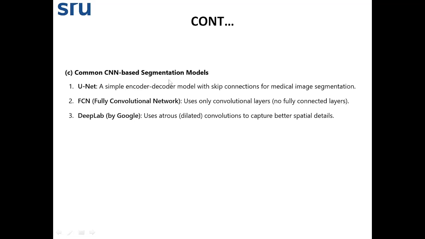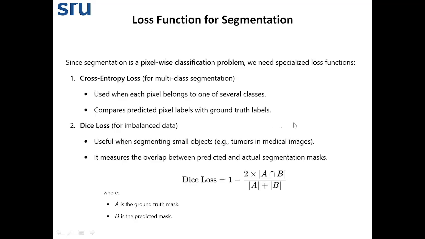Common CNN-based segmentation models: UNet, a simple encoder-decoder model with skip connections for medical image segmentation. Fully convolutional neural network, usually convolution layers, no fully connected layers. DeepLab by Google, it uses atrous dilated convolution to capture better spatial details.